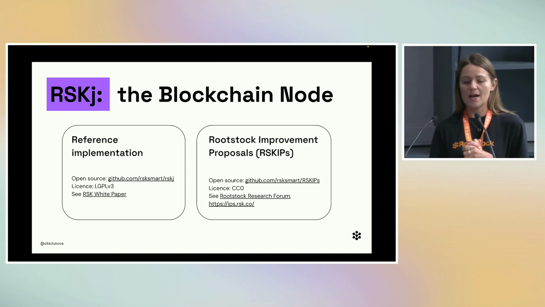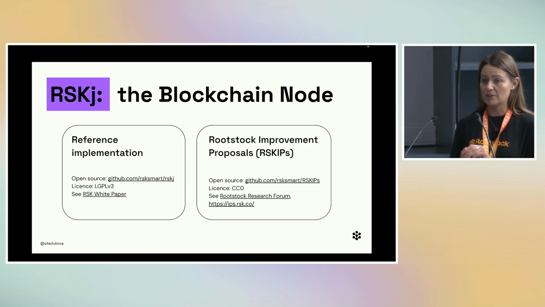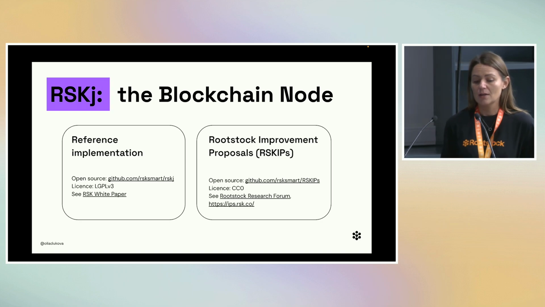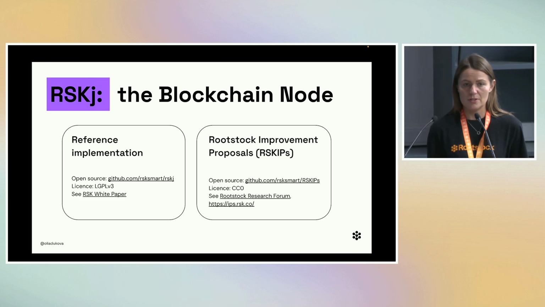A little dive into the architecture. RSKJ, which stands for Rootstock Java, is the main component of the chain, the node. It was originally forked from EthereumJ. You can find the implementation on GitHub. It's open source under a license. We do welcome community contributions via pull requests on GitHub, so if you're interested, you can check that out. Also, the RSK white paper is available on the website, which is rootstock.io.